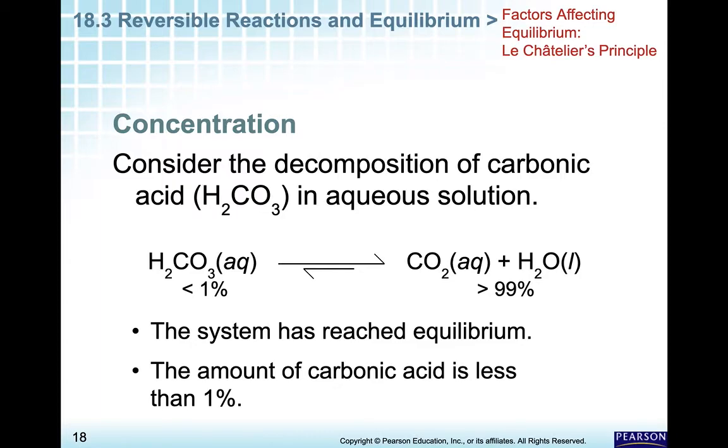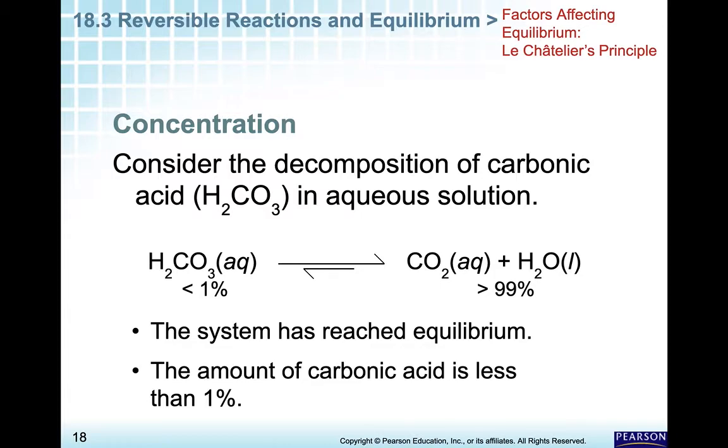So here's an example. In this equation, we've got the decomposition reaction for carbonic acid when it's put into solution. So this acid is our reactant, and it will decompose to make carbon dioxide and water. And notice this is a very product-favored reaction. We make much more product than reactant. So let's say we've done this. We've let the system sit. It's at equilibrium. We definitely have our 99% product and our 1% reactant.